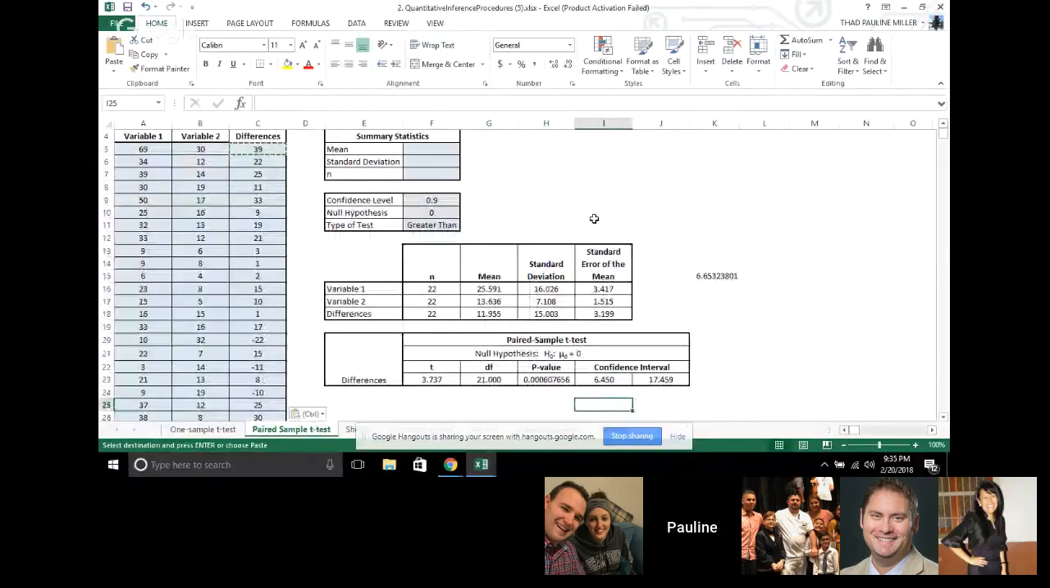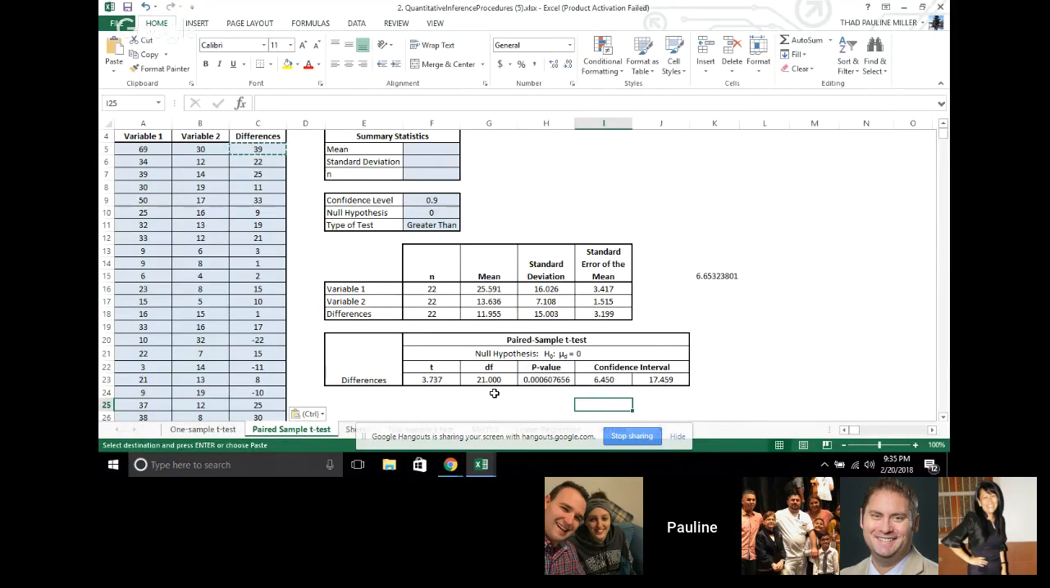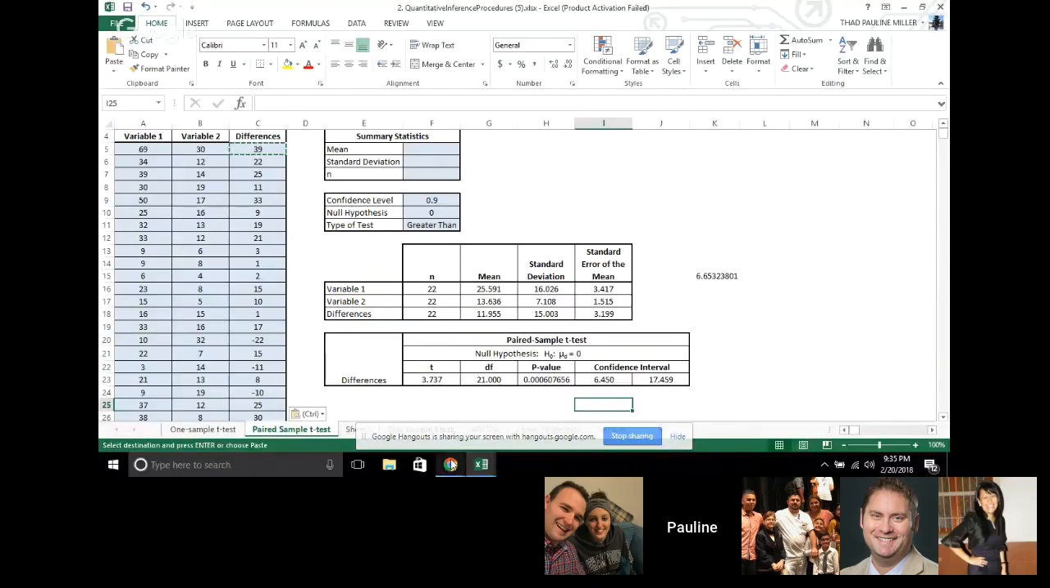We are finding out which one is greater, N or DF. The N is 22, and the degree of freedom is 21, because it's the N minus 1. So N is greater.